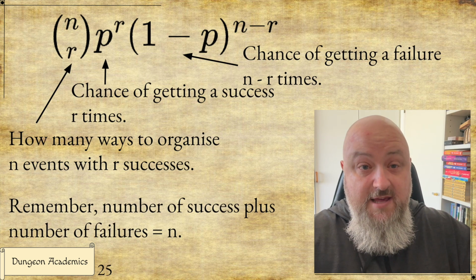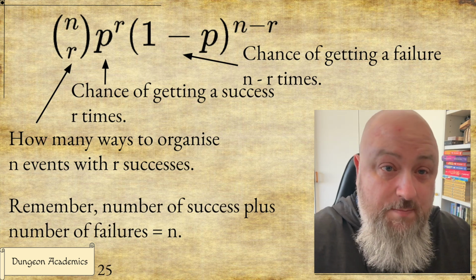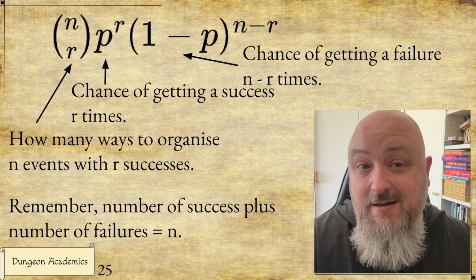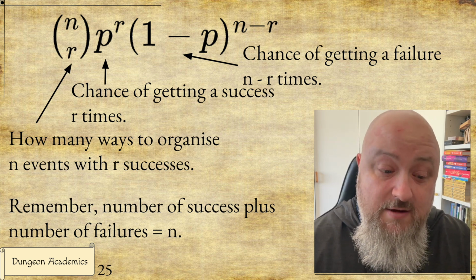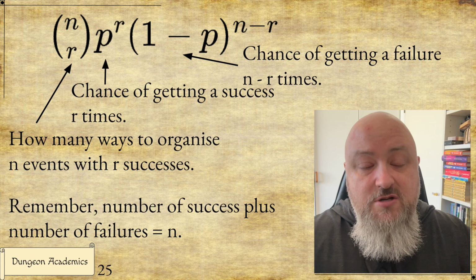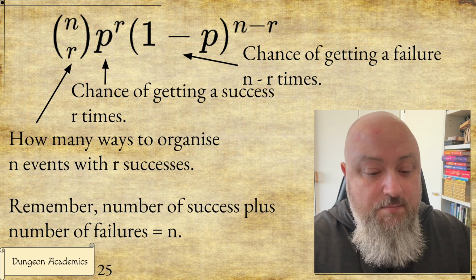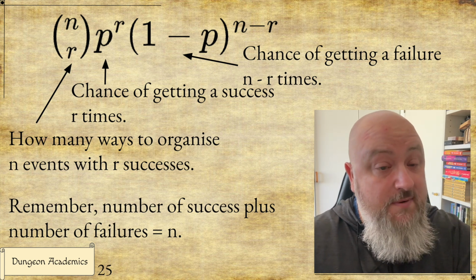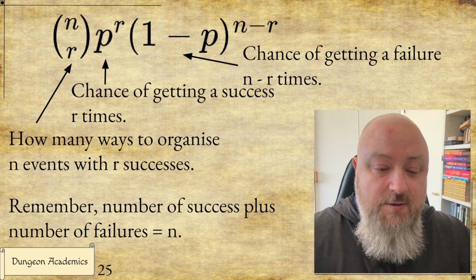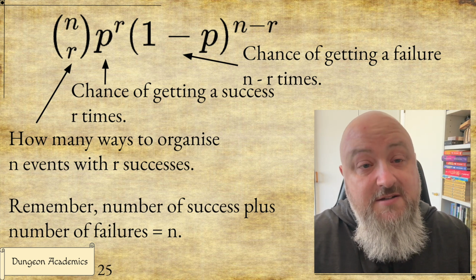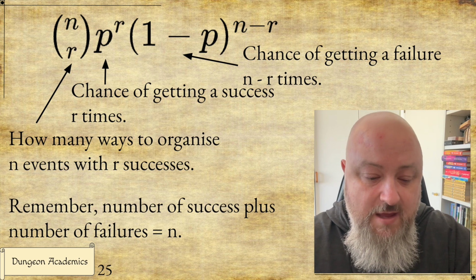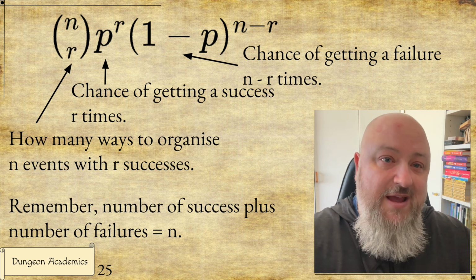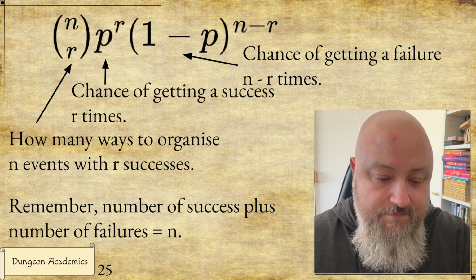So, here's the formula again. It's worth paying a bit of attention to this. If you're taking notes, this is the one that you want to write down. N choose r times the probability of a success to the power of the number of successes, multiplied by the probability of a failure to the power of the number of failures. And remember, the number of failures is n minus r.